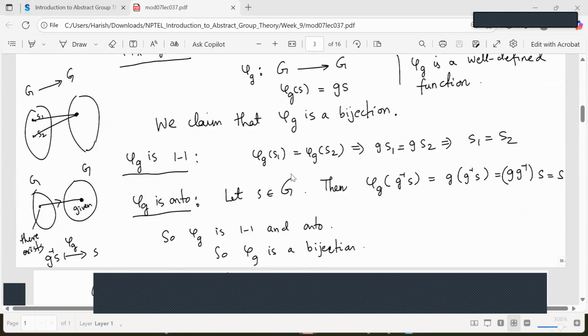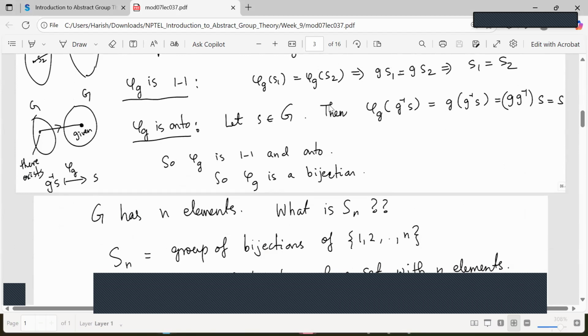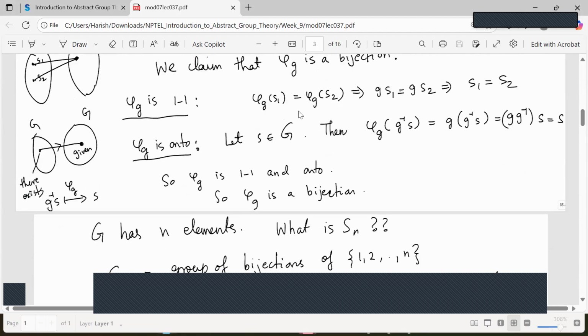So for that, we first start with phi g of S1 and phi g of S2. That is, if the image is the same, whether the elements we started with are different or not. So this will give g S1 equal to g S2, and we can left multiply by g inverse, and then we will get S1 is the same as S2. So it's one-one, and it is onto as well, because given any s in G, we can look at the image of g inverse s, which will be mapped to s again. So this is one-one and onto. So it's a bijection.